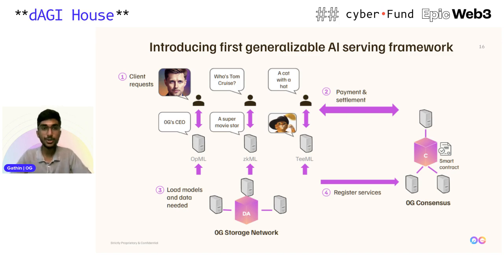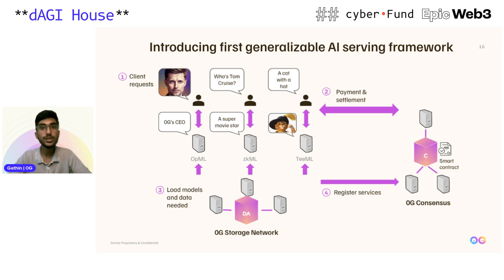Also, I'm happy to introduce the first generalizable AI serving framework. As I told you previously, OPML, ZKML, and TEEML are used for interacting with the models that are present on chain. I'll start with number one, the client request. When clients request the blockchain for some output from the models present on chain, they provide the request in the form of input to the blockchain. The zero-G blockchain will contain multiple service providers who store all the model data in zero-G and use us as a decentralized on-chain model storage.